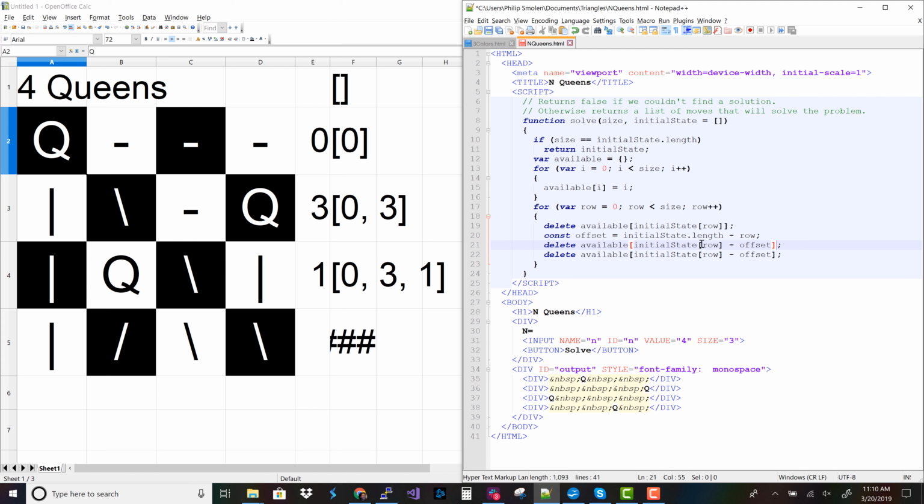Now, what if one of these is a negative number, or one of them is off the edge of the board, or one of them's already been deleted? Doesn't matter. Delete won't complain. It'll say, yep, that's gone. You wanted it gone? It's gone. So that's why I like this structure, this dictionary, or I just hate calling it an object. That's such an empty term. Okay, so this looks right to me.